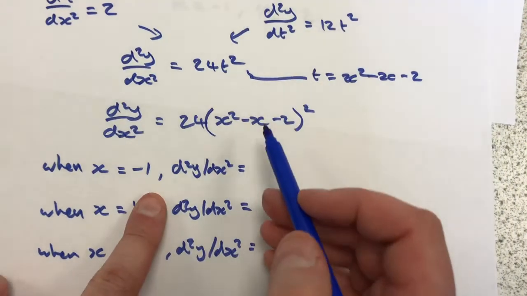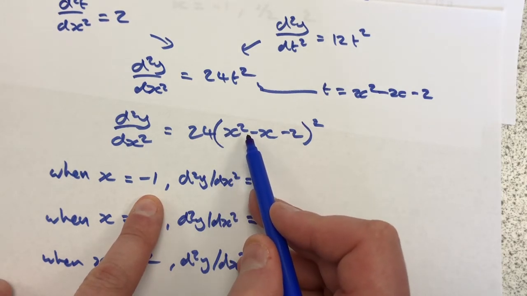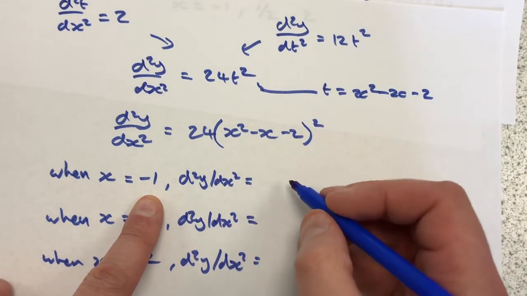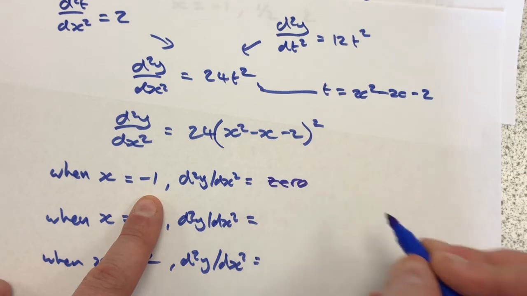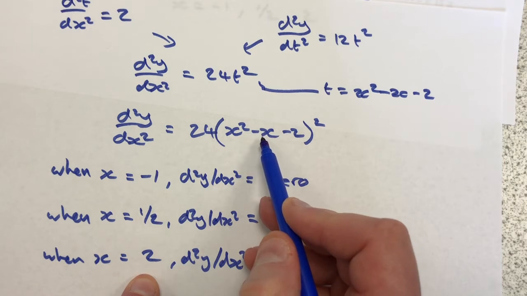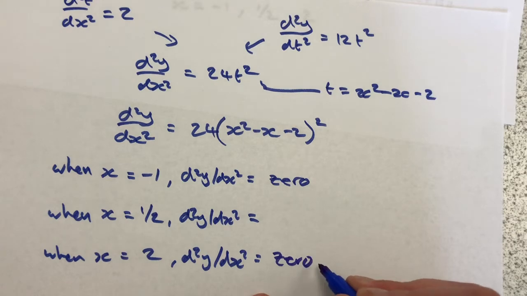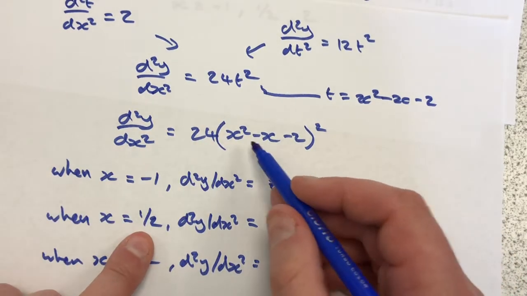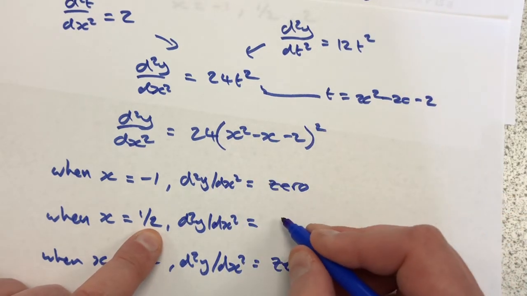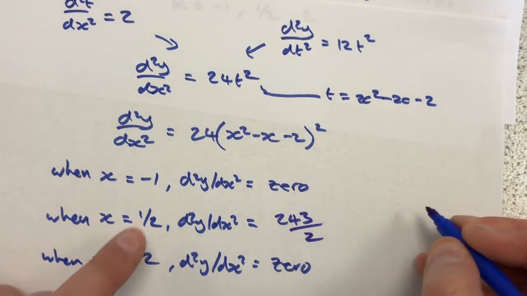In this case, when we put in x equals -1, so we've got -1 squared is 1, 1 minus -1 is 2, 2 minus 2 is 0, squared 0, 24 times 0 is 0. So this one produces 0. Going down to 2, we've got 2 squared is 4, minus 2 minus 2 is 0, 0 squared, 0 times 24 is 0. This one is also 0. And then when you do this one, you've got a half squared minus a half minus 2, all of that squared times by 24, and you end up with the slightly uncomfortable looking 243 over 2.